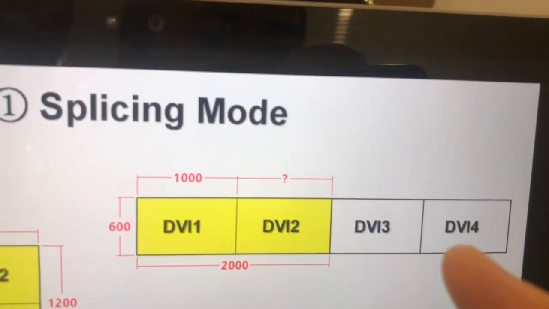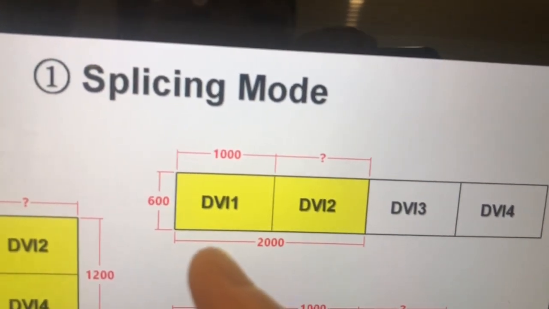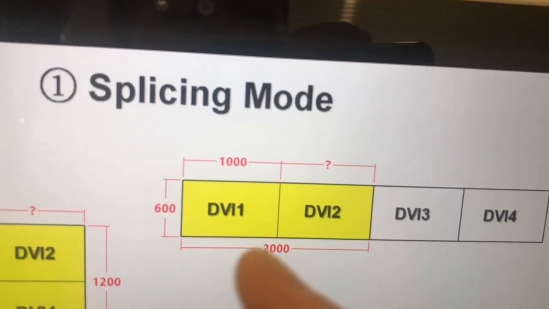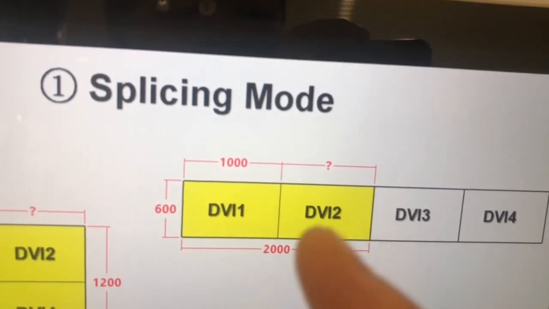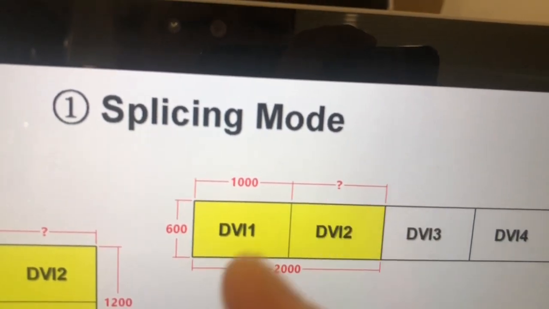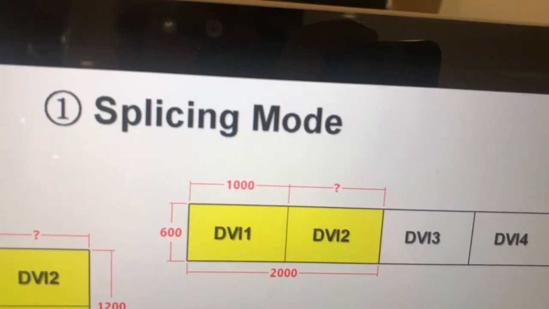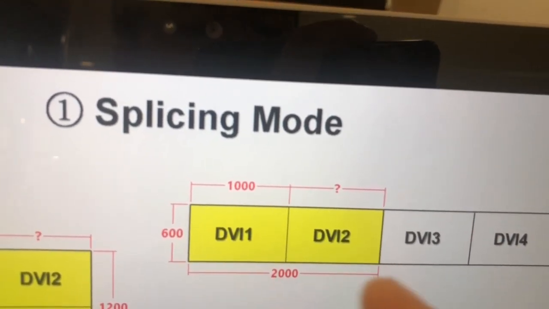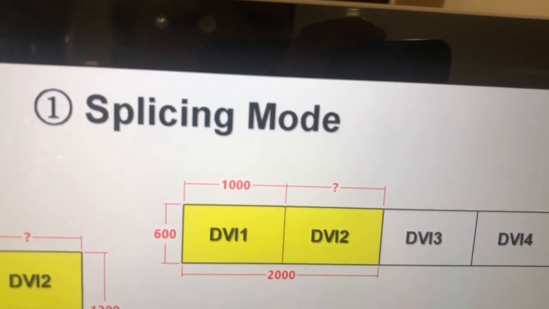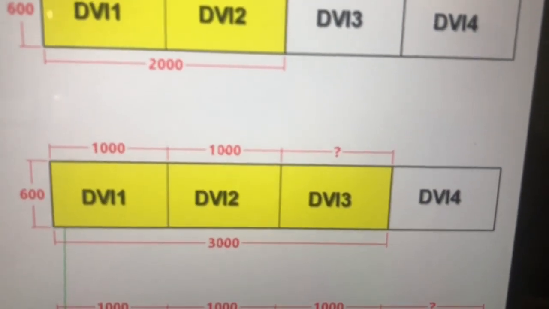And for the second one, horizontal 1 second, it is like this. Device 3 and device 4 have no output, and we only have to know the total width of the screen, device 1 and device 2, and the height 600. So for device 2, the width is 2000 deduct 1000, so it's also 1000. Okay, let's check the 1/3 splicing.